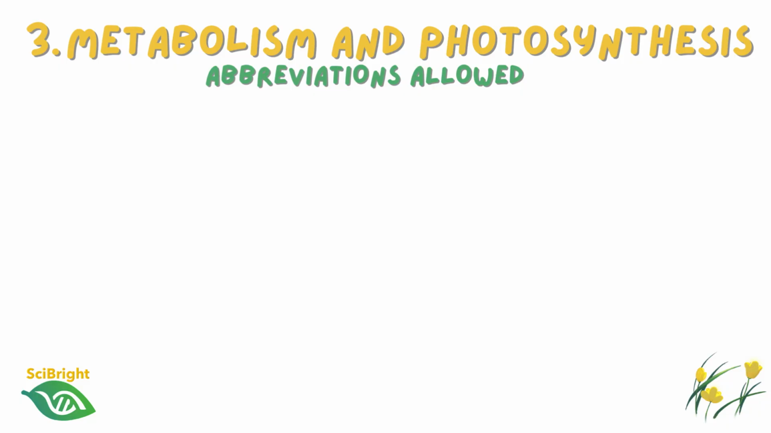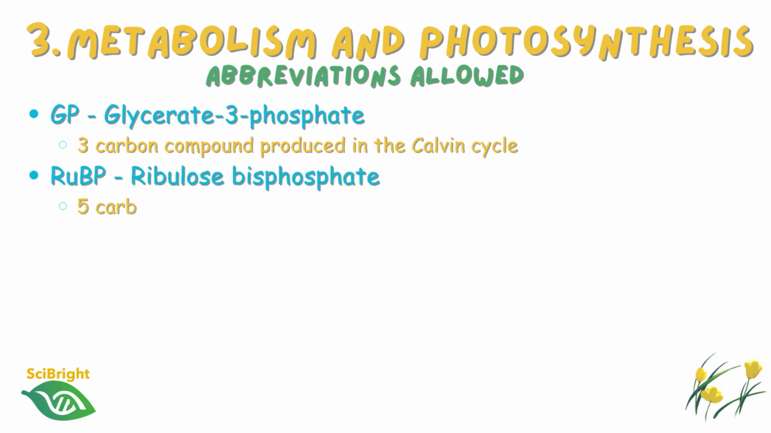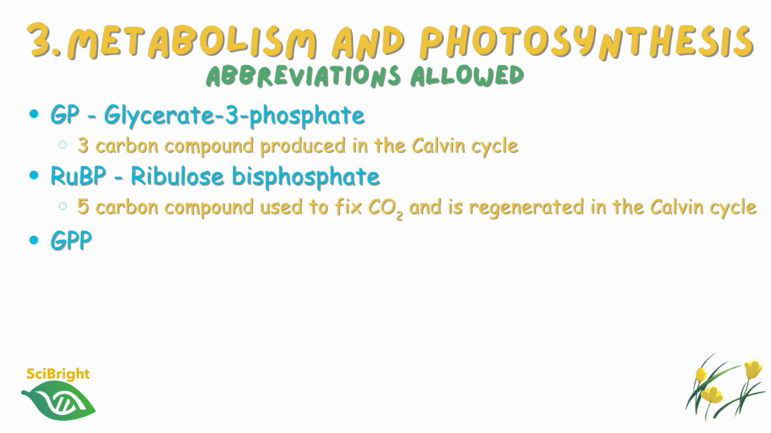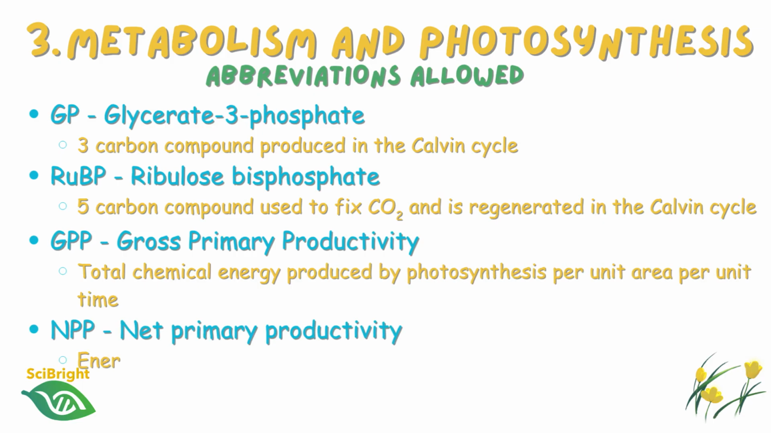Now we will review some key abbreviations from the AQA list related to metabolism and photosynthesis, starting with those allowed and moving on to some very important omissions. So first of all, we have GP for glycerate 3-phosphate, our 3-carbon compound formed in the Calvin cycle, RUBP for ribulose bisphosphate, GPP for gross primary productivity, and NPP for net primary productivity.